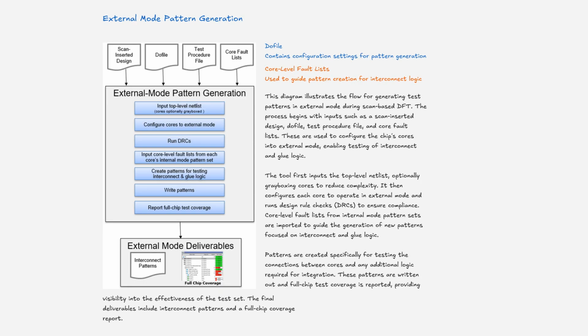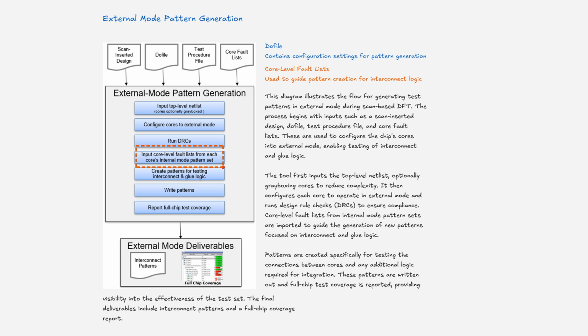This diagram illustrates the flow for generating test patterns in external mode during scan-based DFT. The process begins with inputs such as a scan-inserted design, do file, test procedure file, and core fault lists. These are used to configure the chip's cores into external mode, enabling testing of interconnect and glue logic. The tool first inputs the top-level netlist, optionally gray boxing cores to reduce complexity.